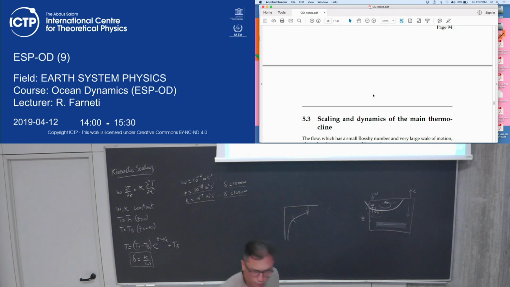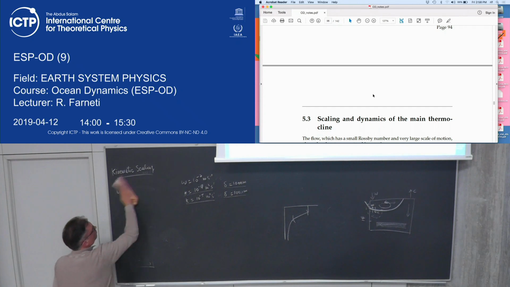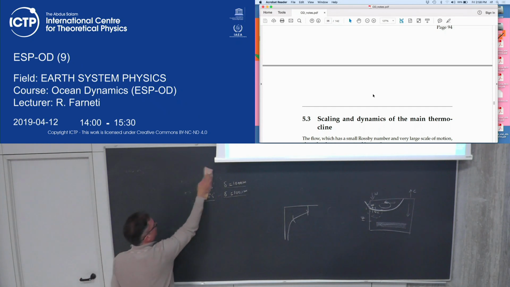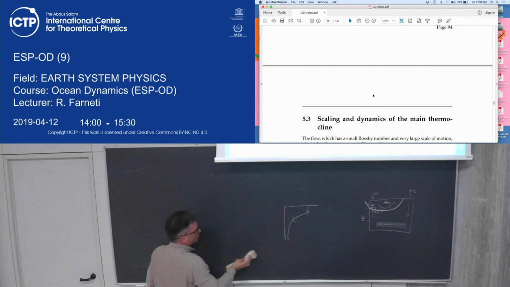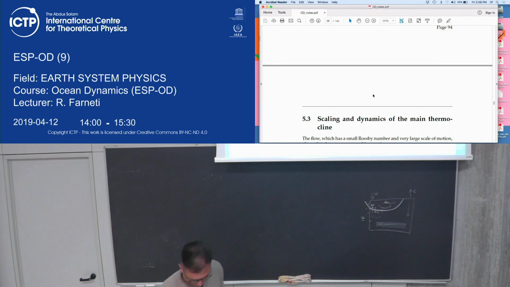So now we're going to derive a more refined scaling for the thermocline. So we will separate a diffusive thermocline and an advective thermocline. We'll see that the diffusive thermocline is going to be very similar to this. And then we will see the advective thermocline. And that will give you an estimate for the depth and the depth influence of the thermocline, but obviously not a precise estimate. Okay?